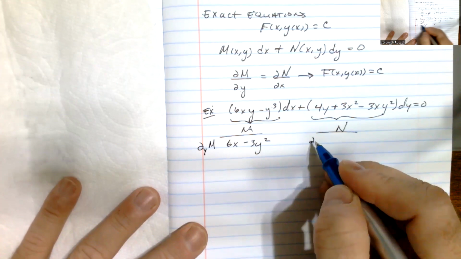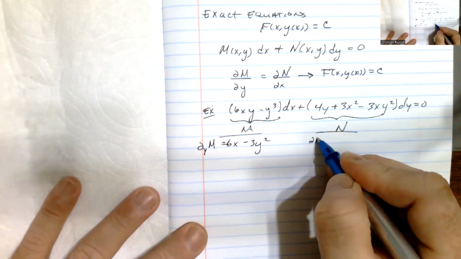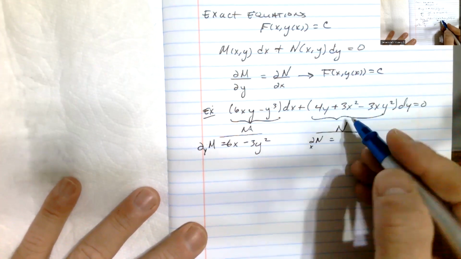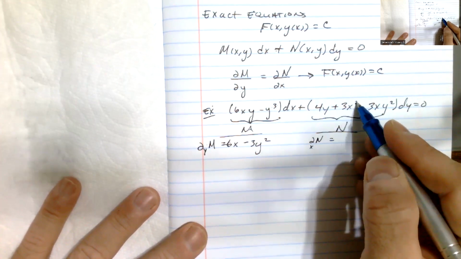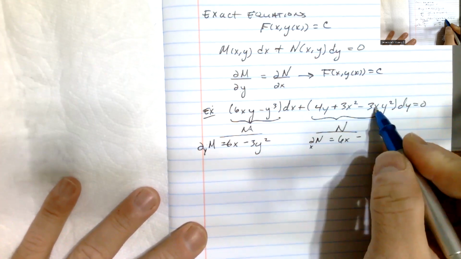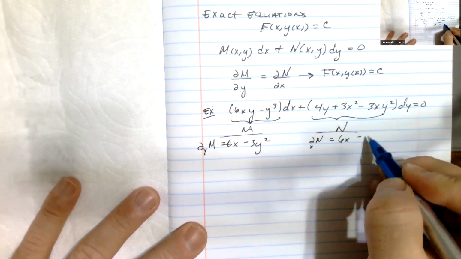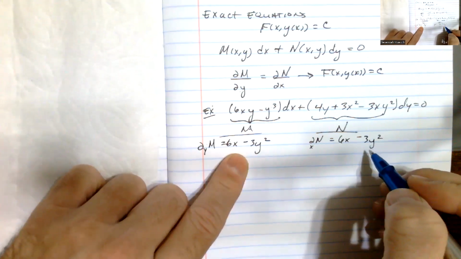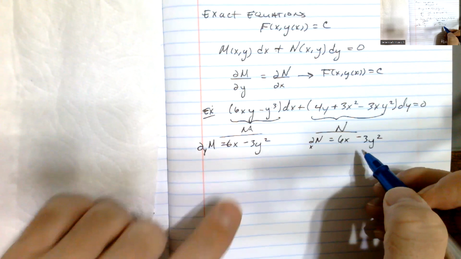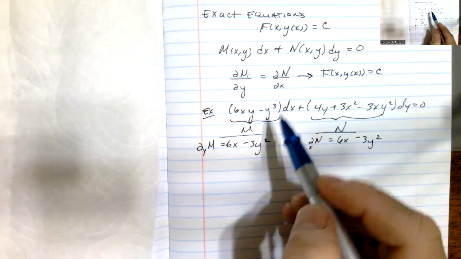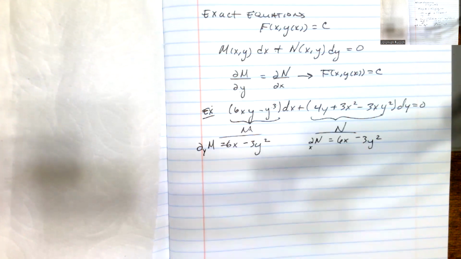And now the partial of N with respect to x. The 4y is a constant, so I can ignore that. This is 3x squared, bringing that down, so you get a 6x, minus, x's derivative with respect to x is 1 here, so this is minus 3y squared. And comparing these two, you find that they are indeed exactly the same. So taking either one, it doesn't matter. We're going to try to find that function, that capital F there.